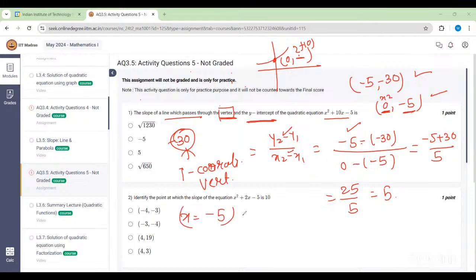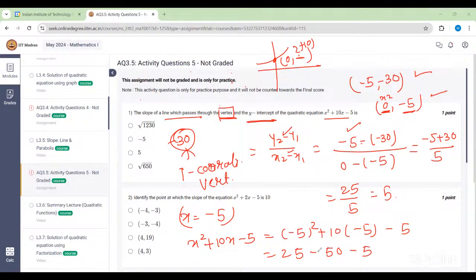So for finding the y coordinate of the vertex, we have to substitute x equals minus 5 in the given expression. The expression is x square plus 10x minus 5. Substituting x equals minus 5, we'll get minus 5 square plus 10 into minus 5 and then minus 5. So minus 5 square is 25, and 10 into minus 5 will become minus 50, and then minus 5. So here we'll get 25 minus 55, which is nothing but minus 30.